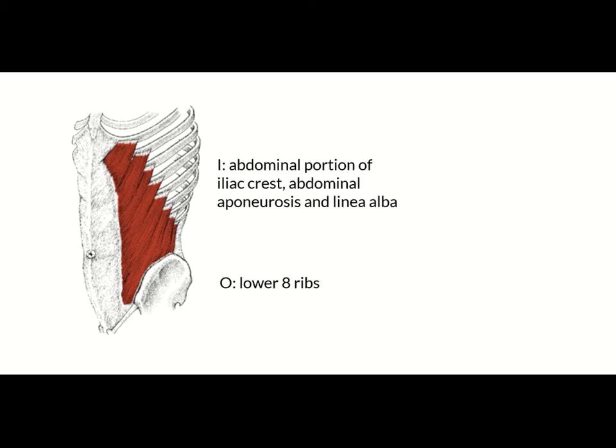The external obliques originate on the lower 8 ribs and insert onto the anterior part of the iliac crest, the abdominal aponeurosis, and the linea alba. It's innervated by branches of the intercostals, and it works to laterally flex and rotate the vertebral column.